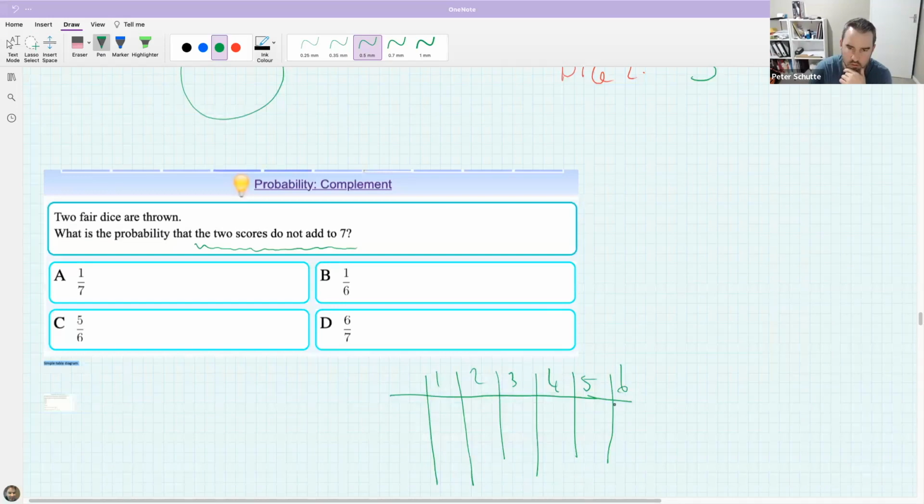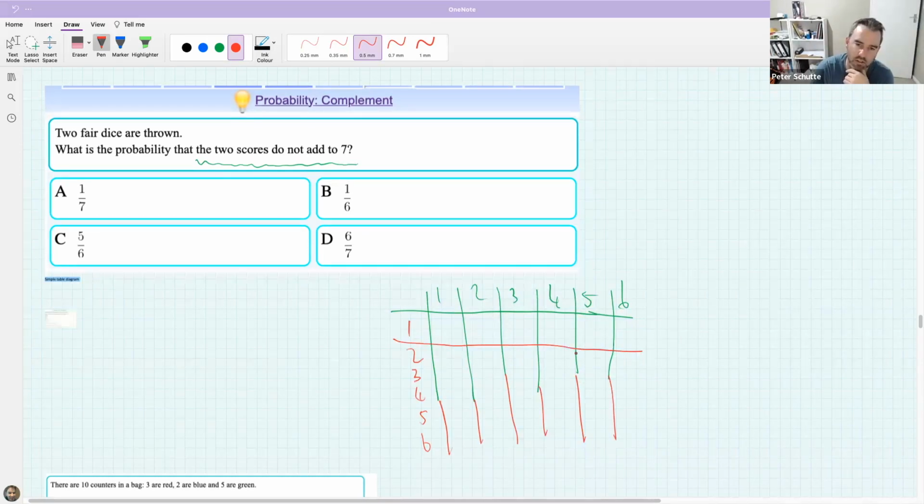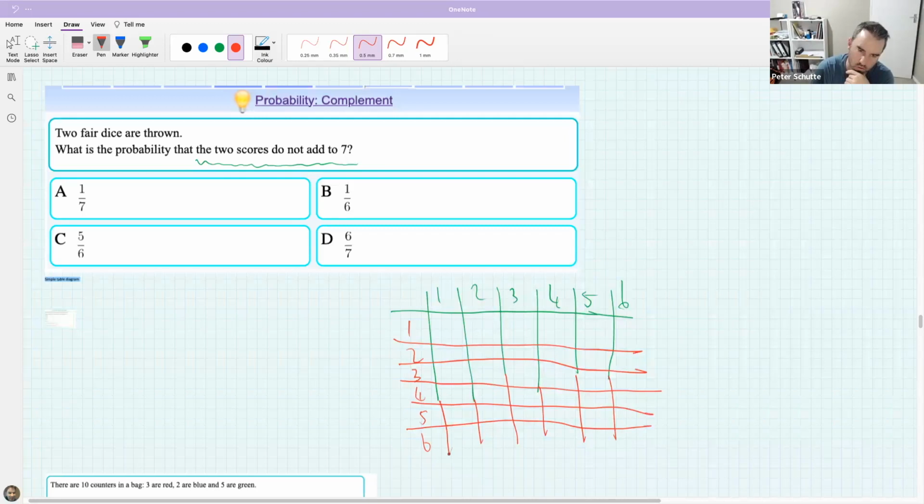So I know for the first dice, I could have 1 to 6. For the second dice, I can also have 1 to 6. Let's start by asking how many possible outcomes are there? Well, actually, you know what? Let's fill out the diagram first so we can visualize what is possible.